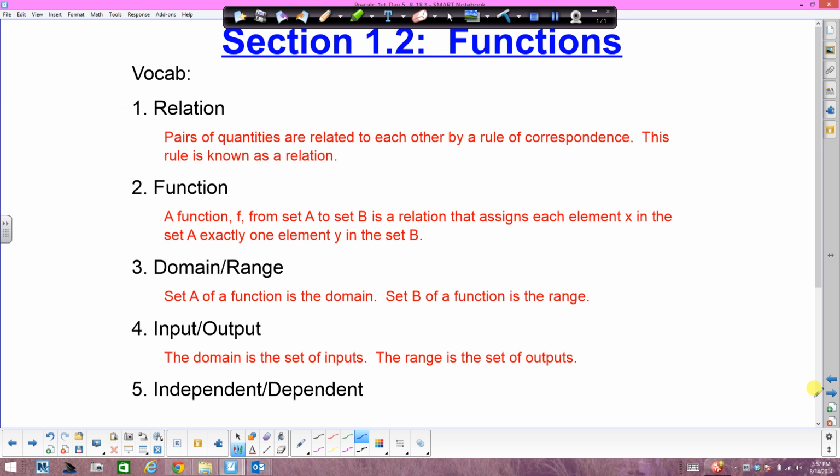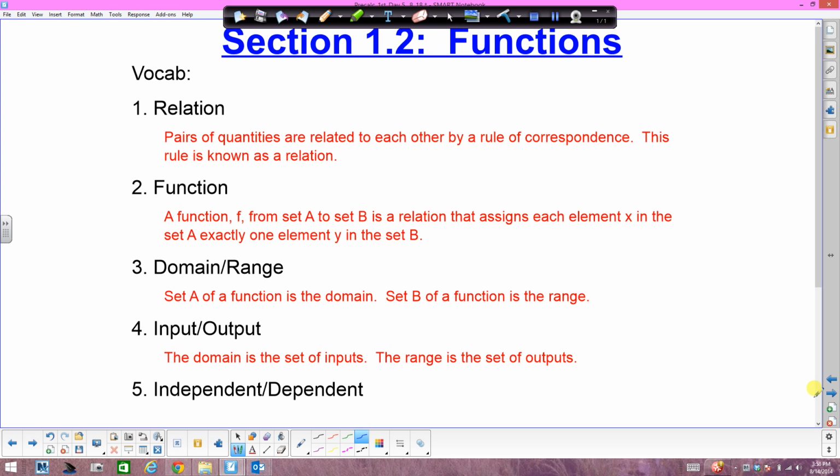So we're going to move on to section 1.2, and this deals with functions. We talked a little bit about functions last week, but we didn't get into great detail about them. But remember, functions are different than other equations. So, if we have a relation, this is pairs of quantities that are related to each other by a rule of correspondence. And this is known as a relation. So a relation can be any equation that you come up with.